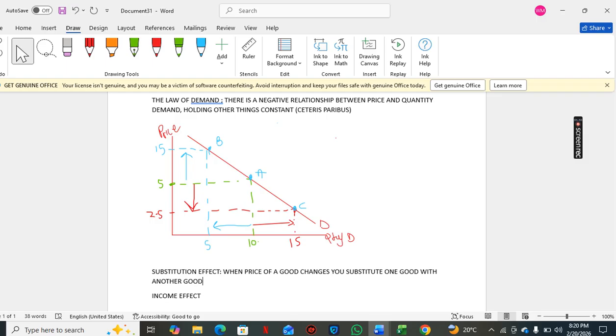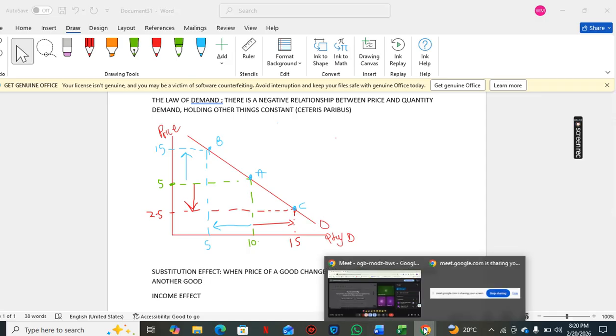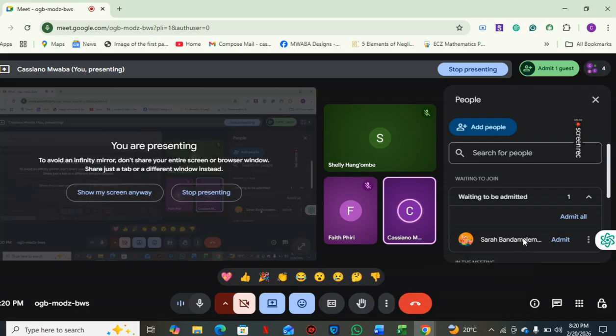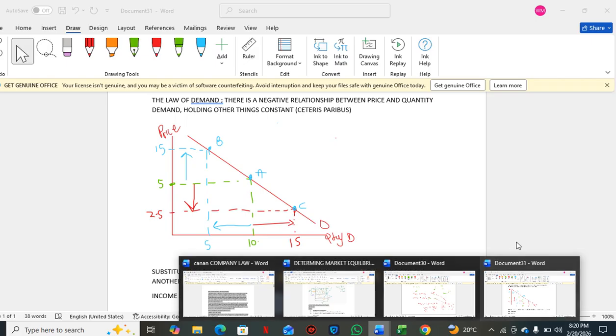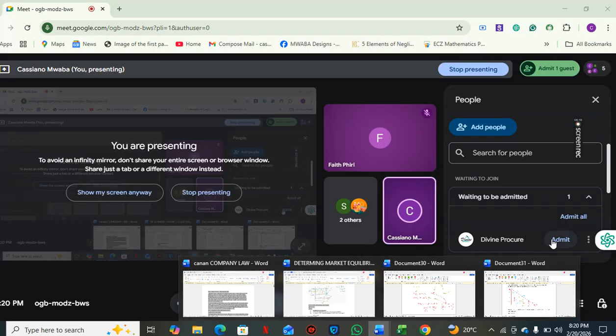So if you are buying Pepsi earlier on, since the Pepsi's price has increased, it means you are going to stop buying the Pepsi, and you substitute with Coca-Cola, and vice versa. Right? Then the income effect is basically when the price of a good changes, and you feel either richer or poorer.